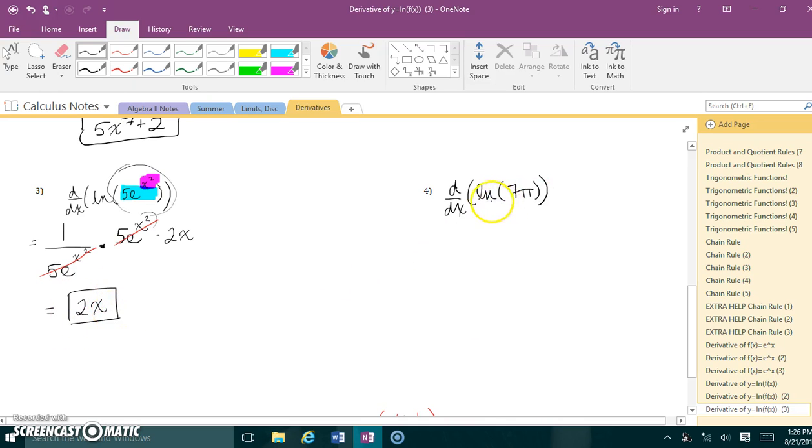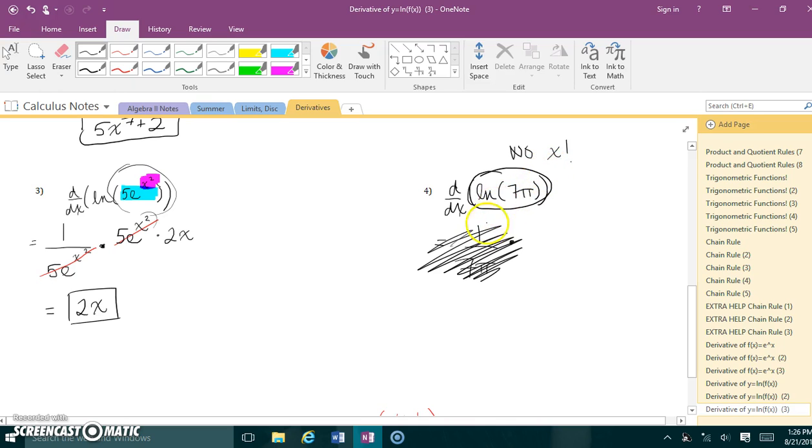Okay, here, some people see ln, they're on autopilot. They're doing 1 over 7 pi times the derivative of 7 pi, and they sit there for a second and think, okay, what's the derivative of 7 pi? Well, 7 pi is a constant. So the derivative will be 0, but you don't even have to go there because natural log of 7 pi, there's no variables here, no x.